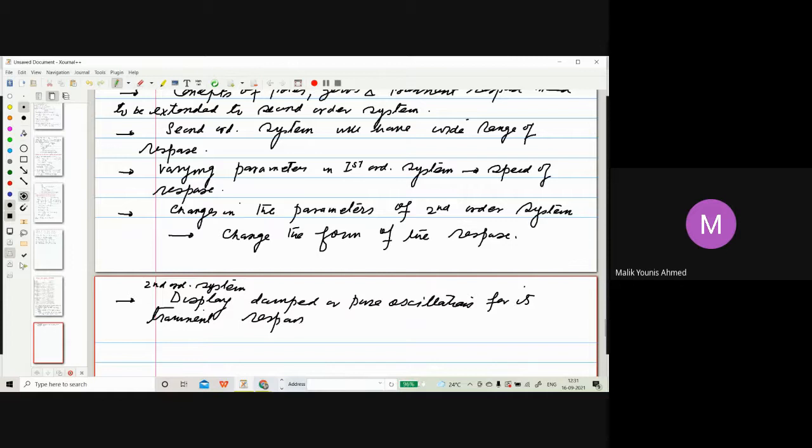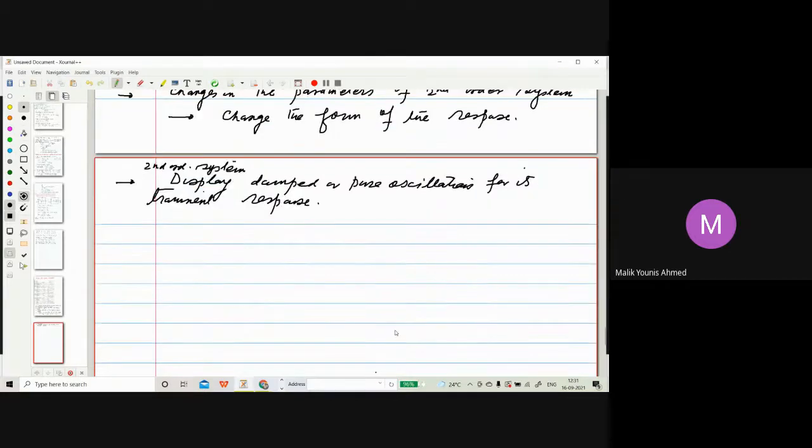I'll again repeat: for a second order system, what is the difference? If we vary the parameters, it can show characteristics much like the first order system, but that will depend on the values of the components we use, the poles and their values. And it is also capable of displaying damped or pure oscillation, that we'll see in the coming lecture.